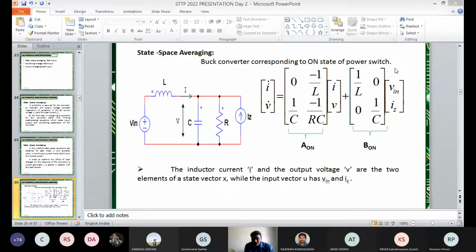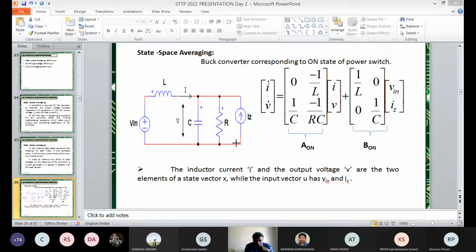Here I am requiring some formulas, that's why I am using the board also. Here this is the state space. So how to derive the state space average model? Anybody interested to work in the power converters area should note down the state space model.